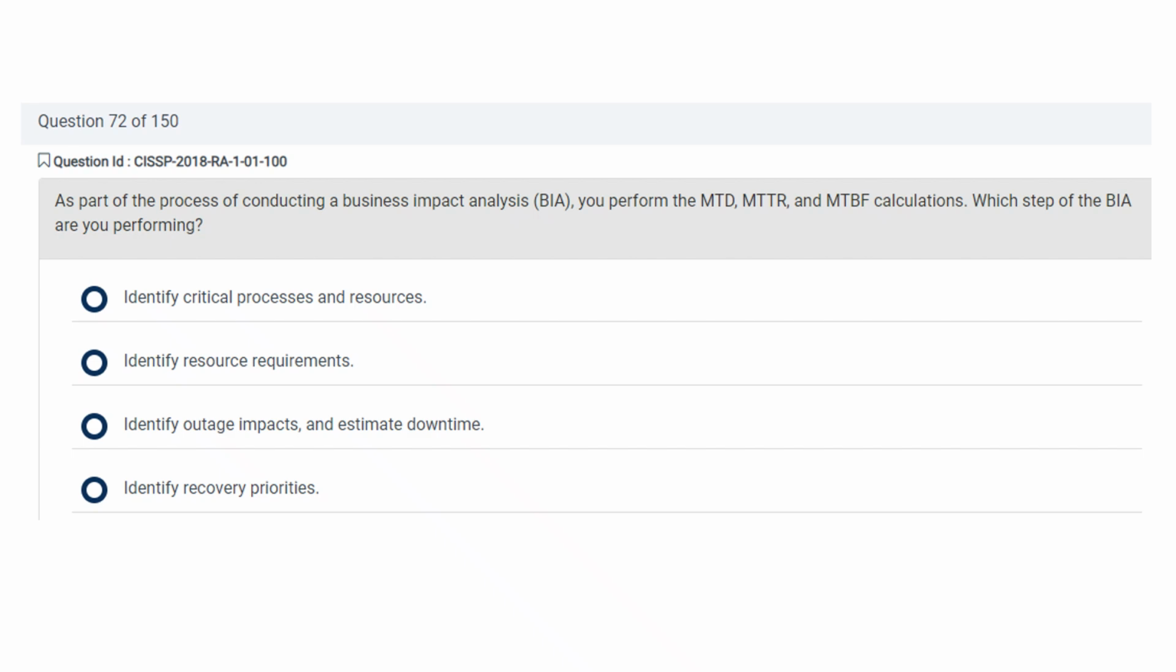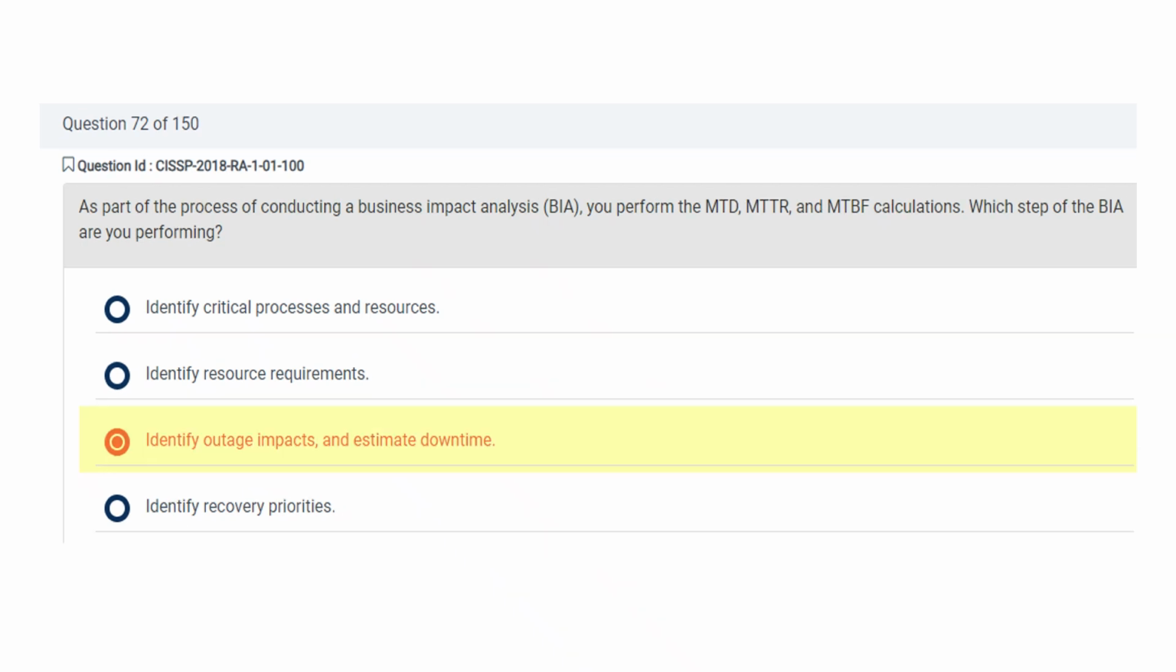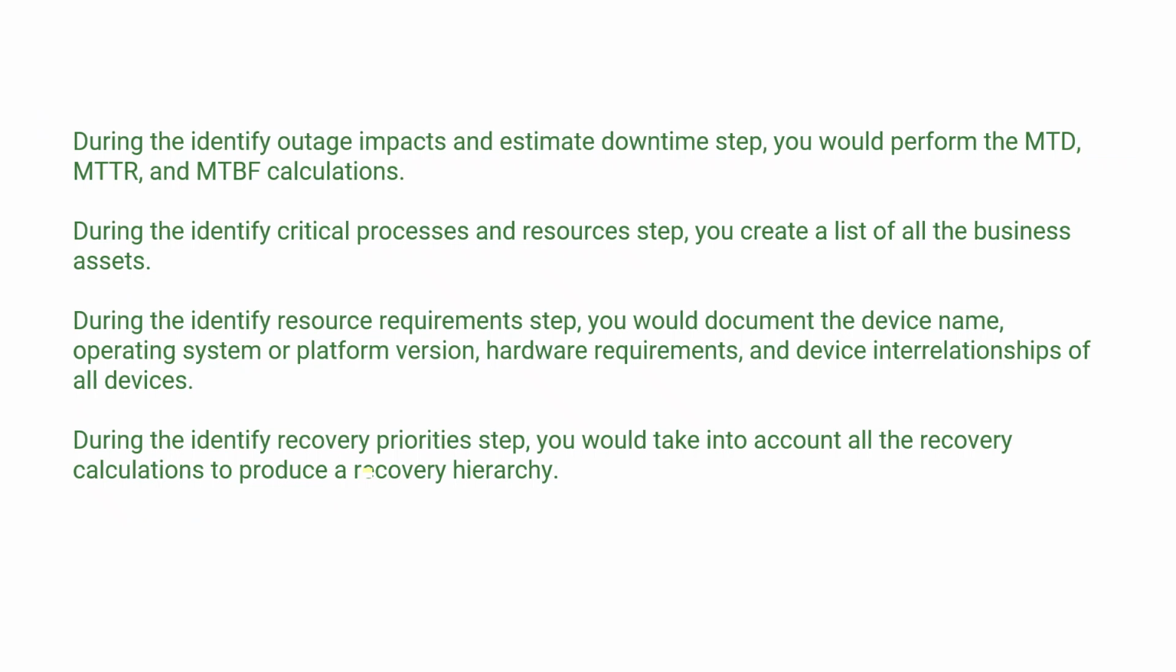1. Identify critical processes and resources. 2. Identify resource requirements. 3. Identify outage impacts and estimate downtime. Or 4. Identify recovery priorities. The correct answer is 3, or C. Identify outage impacts and estimate downtime. During the identify outage impacts and estimate downtime step, you would perform the MTD, MTTR, and MTBF calculations.